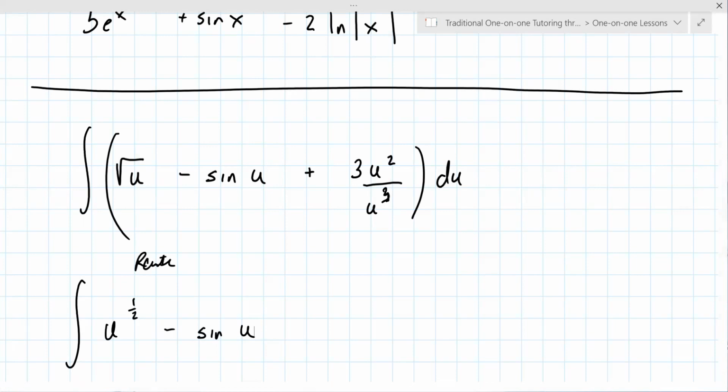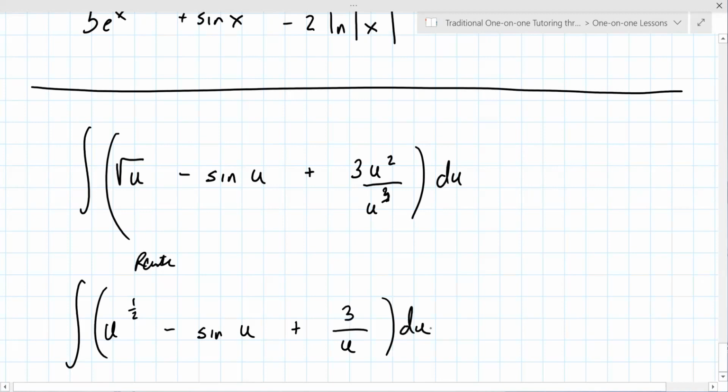Now it's going to be 3u to the power of 3. What is this simplified to, though? U squared over u cubed. Oh, okay. It's going to be natural log of absolute value of x plus. That is after you take the integral. You're still not taking the integral.